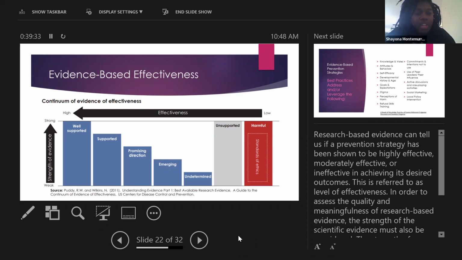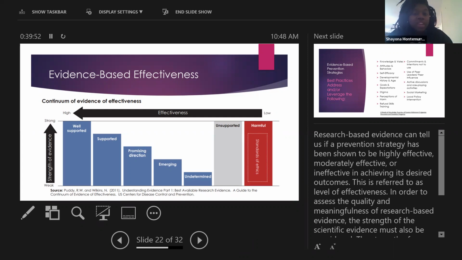If we don't have any evidence of it being effective and there's no strength of the evidence that we find, then it could be unsupported and not good to use, or it can even be harmful in using any particular method or strategy in prevention.